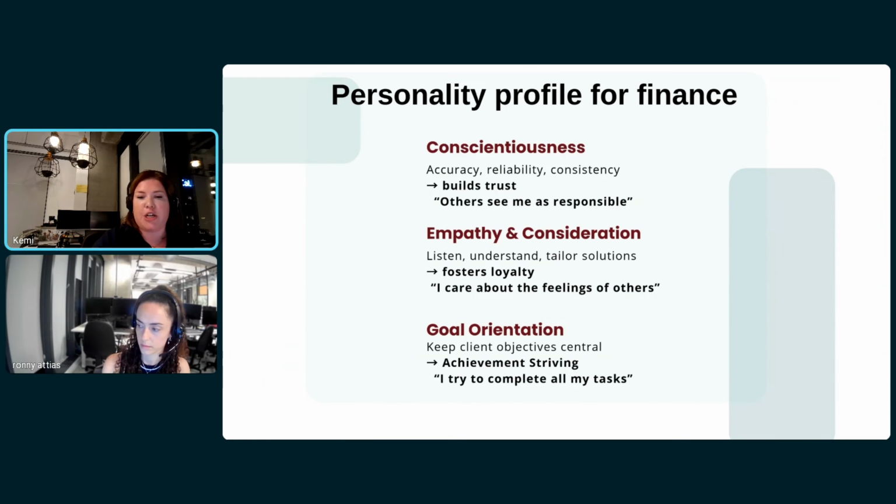Goal orientation talks about achievement striving, how you go about completing your tasks. When you start a task, do you finish it? Do you achieve the goals that you set out for? It keeps client objectives central. And so an example statement here would be, I try to complete all my tasks, or what I set out to do, I managed to get done. Something along those lines.